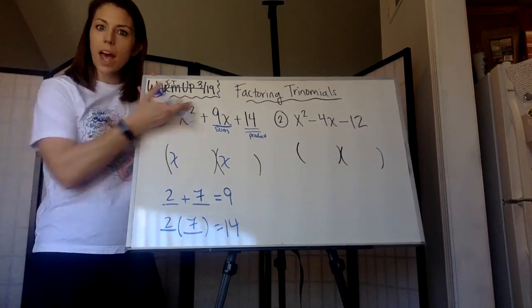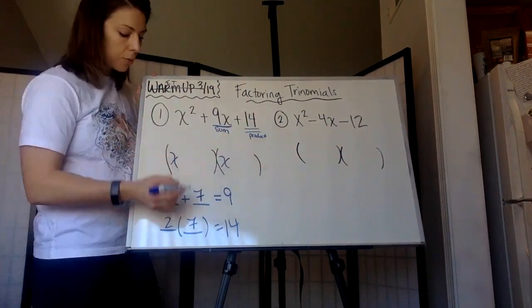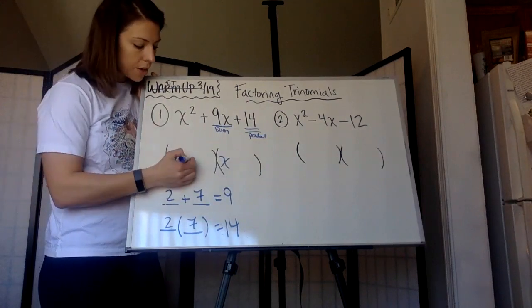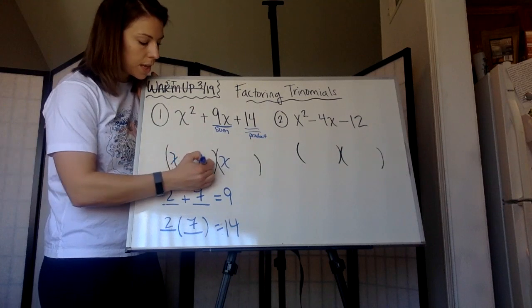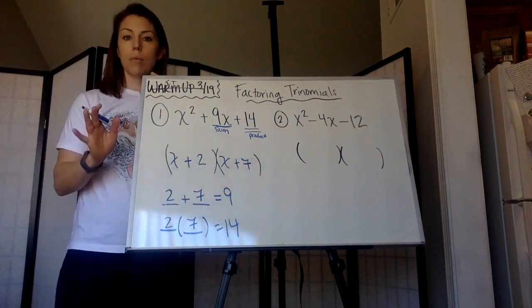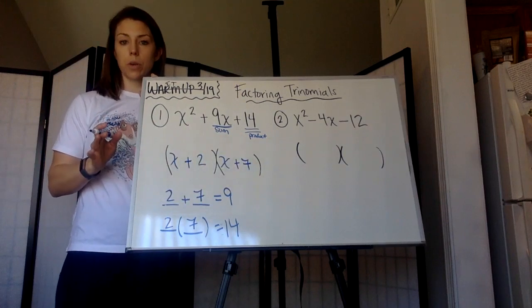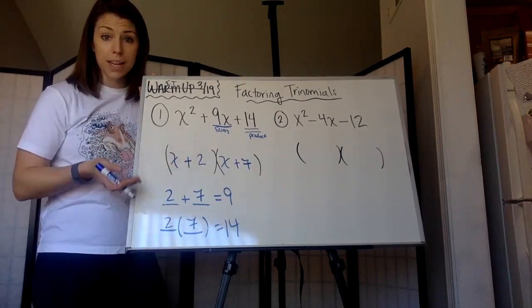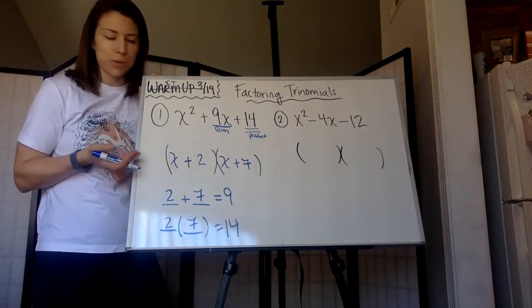So are we done? No, we're not done. We haven't finished our product of 2 binomials. So what are we going to do? We're going to put in our second 2 terms. X plus 2, x plus 7. Now, when you're doing your IXL code or your worksheet practice, it's always a good idea to go back and multiply to check, because otherwise you don't know if you're doing it right.